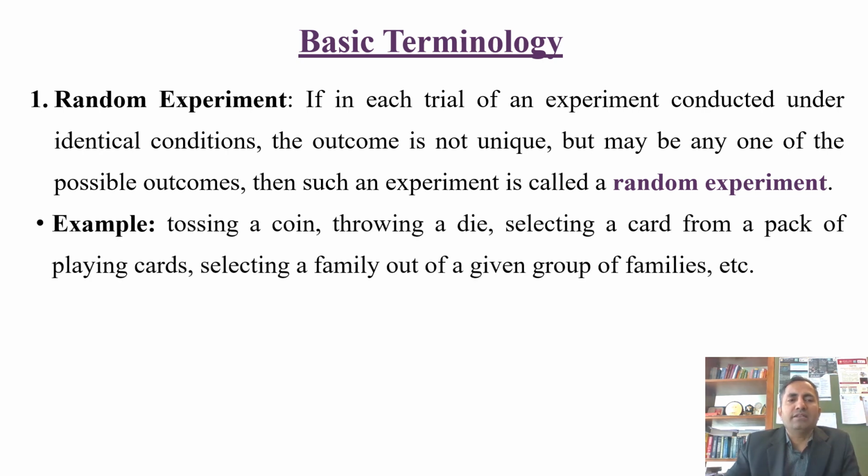So this is an unpredictable experiment, which we call a random experiment. You have a number of examples again: tossing a coin, throwing a dice, selecting a card from a pack of playing cards, selecting a family out of a given group of families, and selecting colorful balls from an urn. These are a few well-known examples that you can see in different books as well.